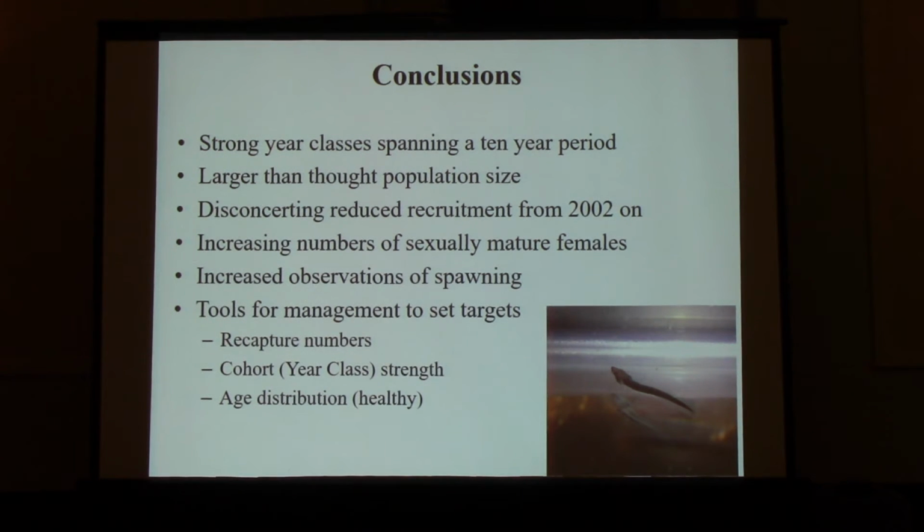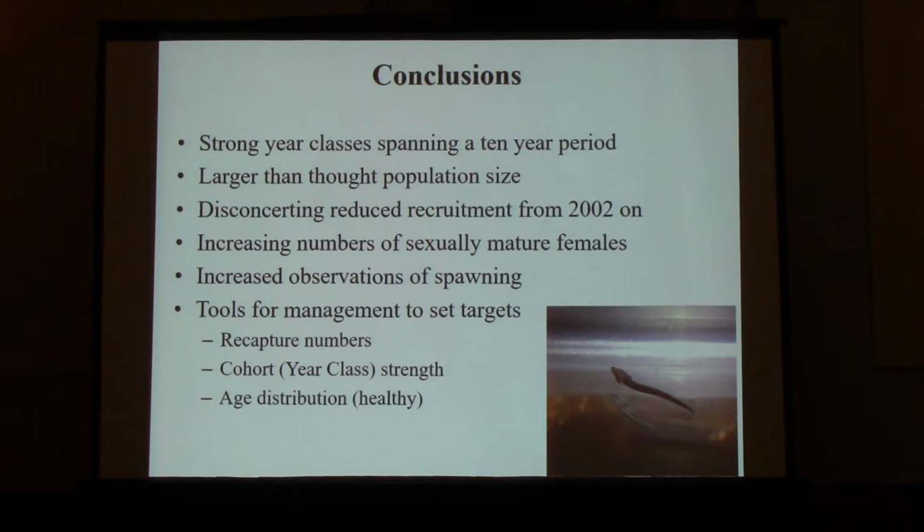And so, my conclusions are pretty straightforward here. We had that strong year class for 10 years. The population is fairly large. Everybody's very surprised and encouraged when they see how many adults are out there. But something happened in 2002, whether it was a lack of spawning stock or Goby's impact on egg survival. We're not there yet. We don't know.